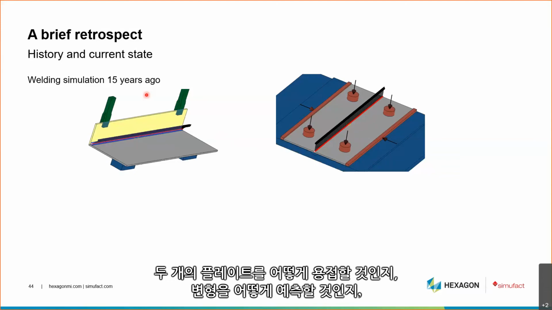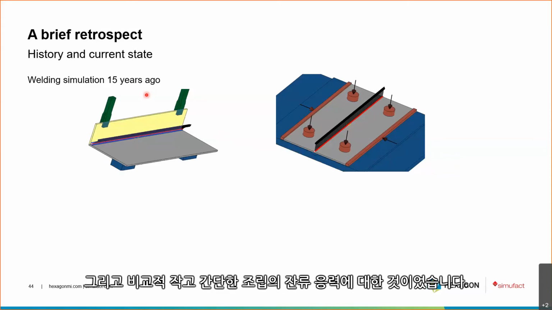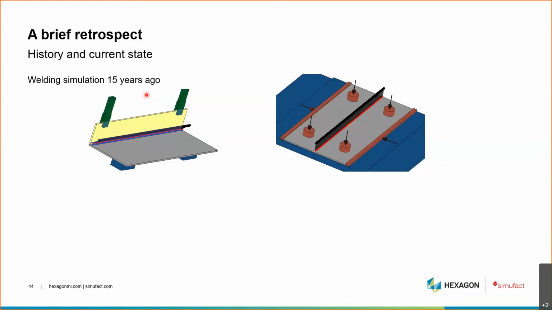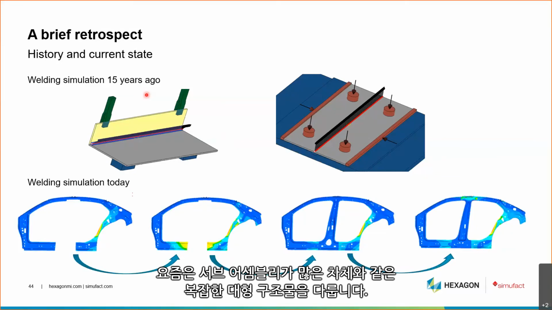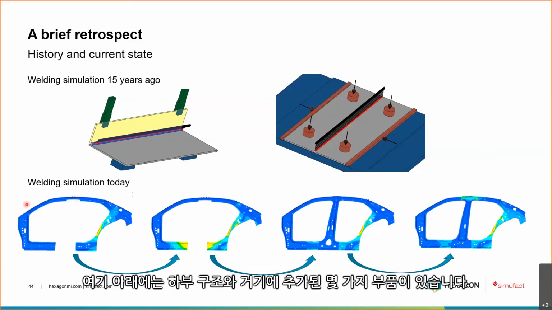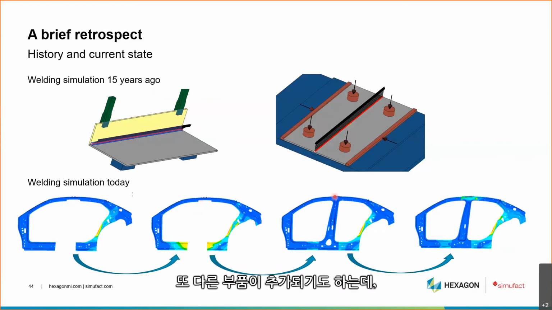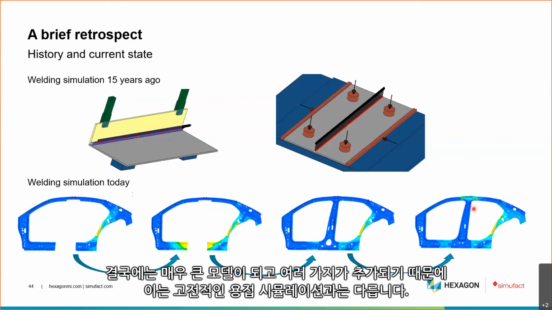And how to predict distortions and maybe residual stresses here. For the assemblies were relatively small and relatively simple. Nowadays, we deal basically with something like half of a car body with a lot of sub-assemblies. So here at the bottom part, we have some substructure, then some parts are added to it, then some other parts are added to it, some other parts are added to it. So we have very, very big models at the end with a lot of additions that are basically not what classical welding simulations thought to be.